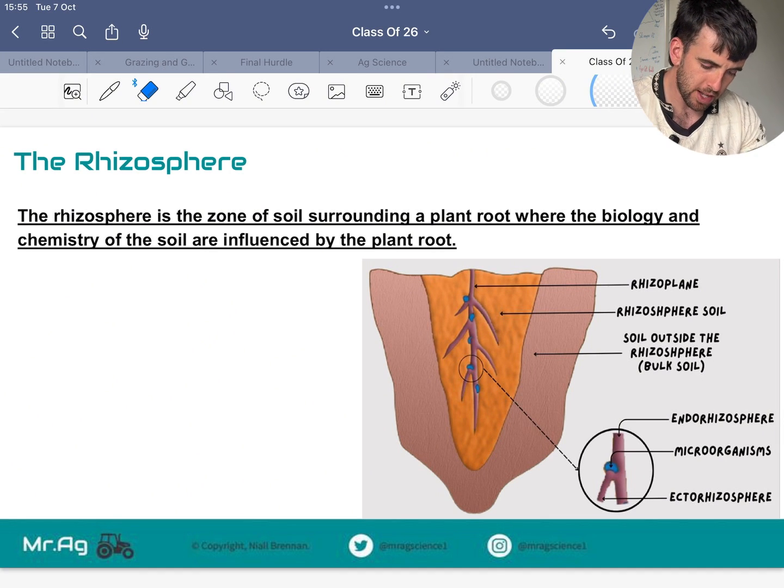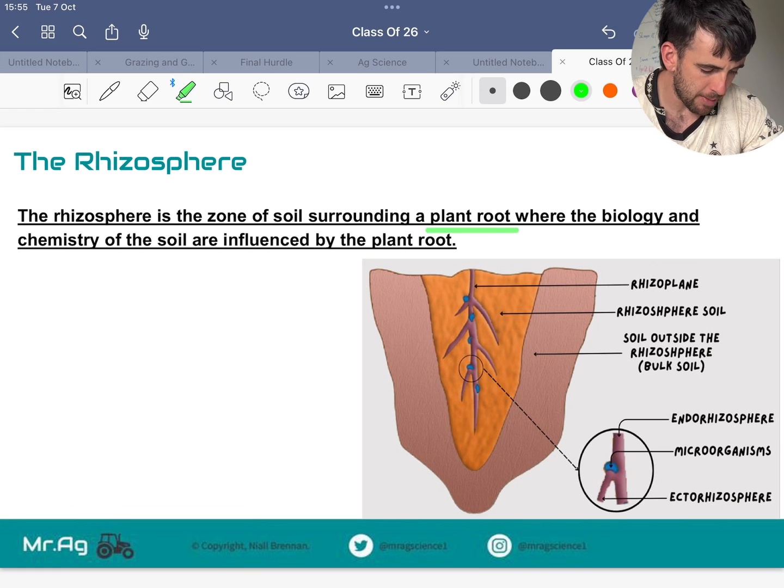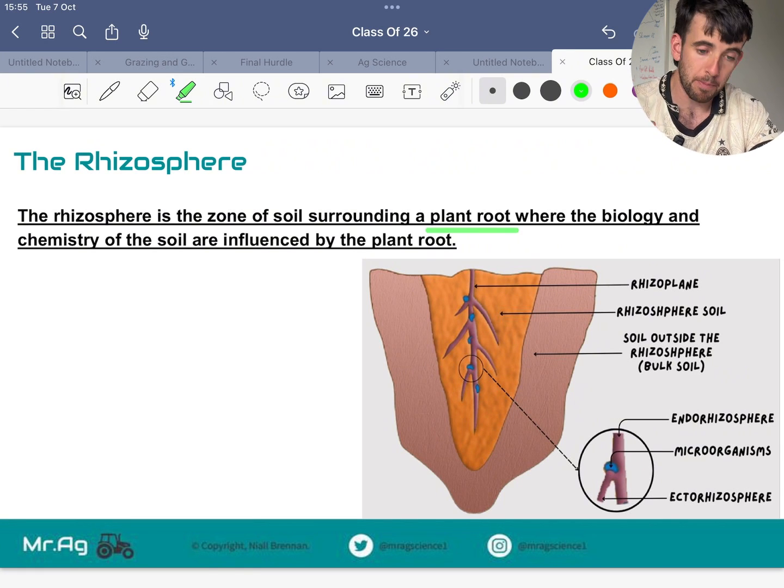Okay, so what is the rhizosphere? The rhizosphere is a zone of soil surrounding a plant root where biological and chemical properties of the soil are influenced by the plant root.